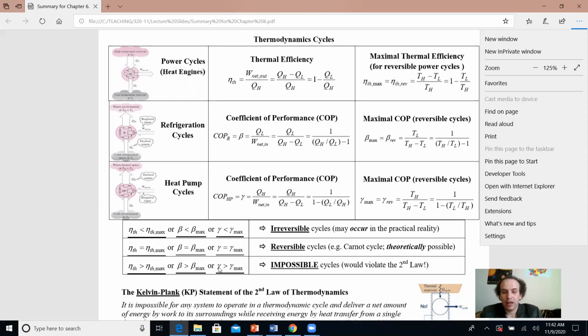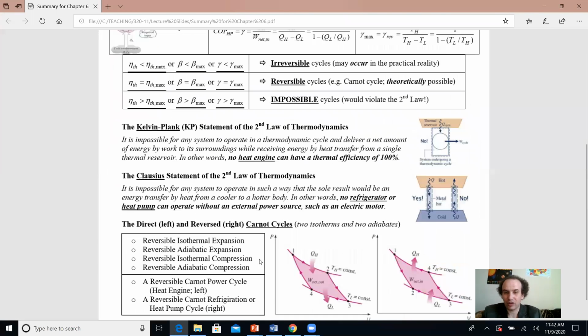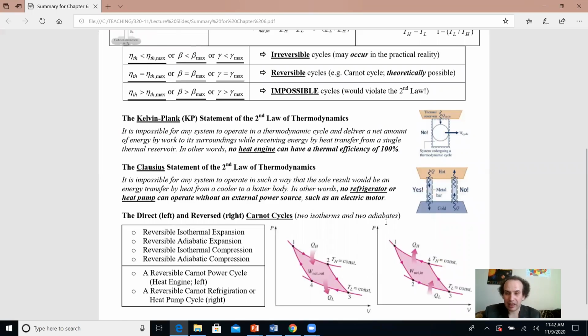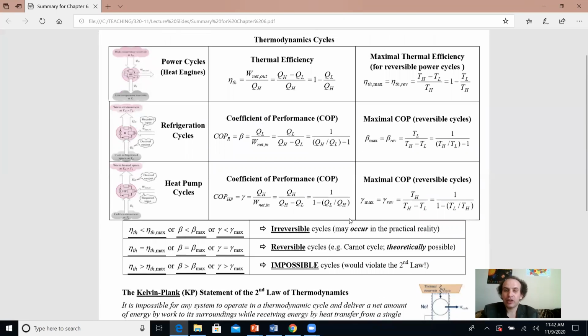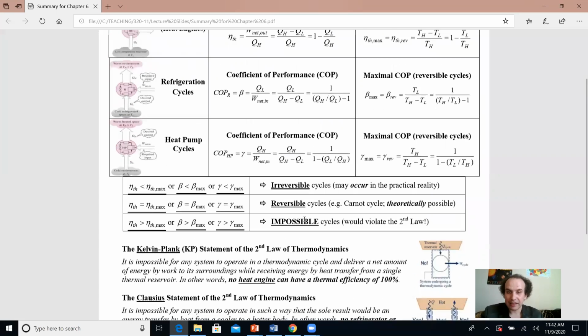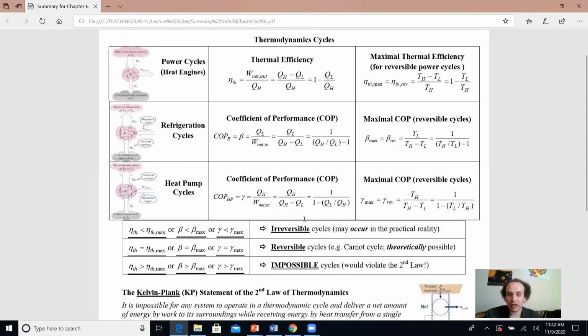It may happen. While if your eta, beta, or gamma is larger than maximal, it's impossible because this would violate the second law. It's not because you don't know how to do it. It's because our universe exists. You would violate the second law. Remember the Carnot cycle. This is a list that you really need to know. And exactly the same point holds for refrigeration and heat pump.